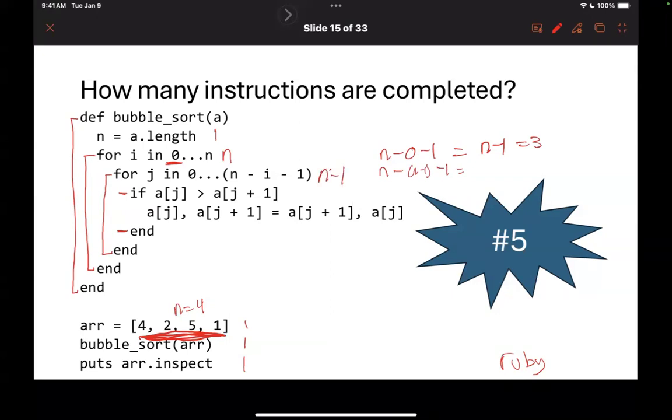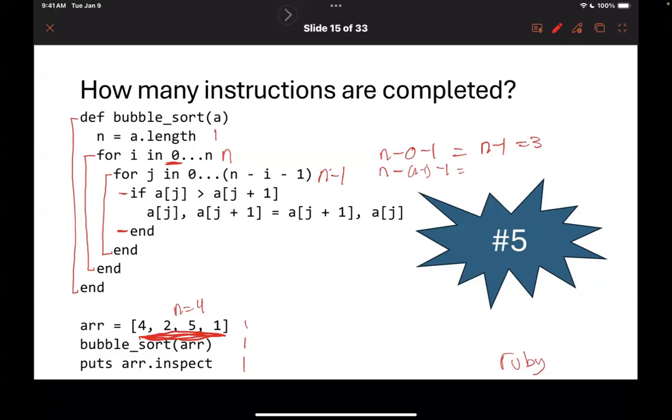So that inner loop happens at most n minus 1 times, because we're starting 1 off. We're starting at n minus 1, and then go all the way to the end.